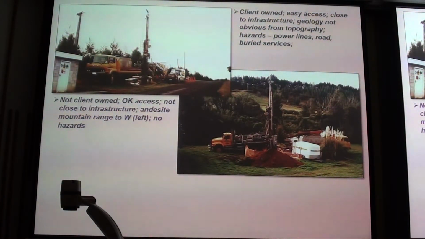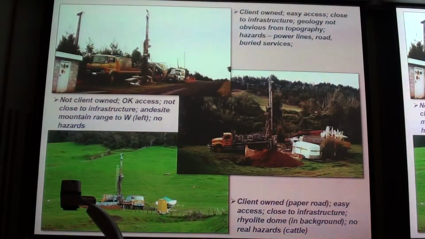Close to infrastructure, that was good. The geology was quite obvious. Just to the west you've got the andesite mountain range, and that's what we're trying to target for water, because it's a really good water supply area. No hazards, of course; you're on someone's property, out in the middle of a paddock, there's nothing buried there, apart from overhead power lines. So all pretty good apart from it not being client-owned.